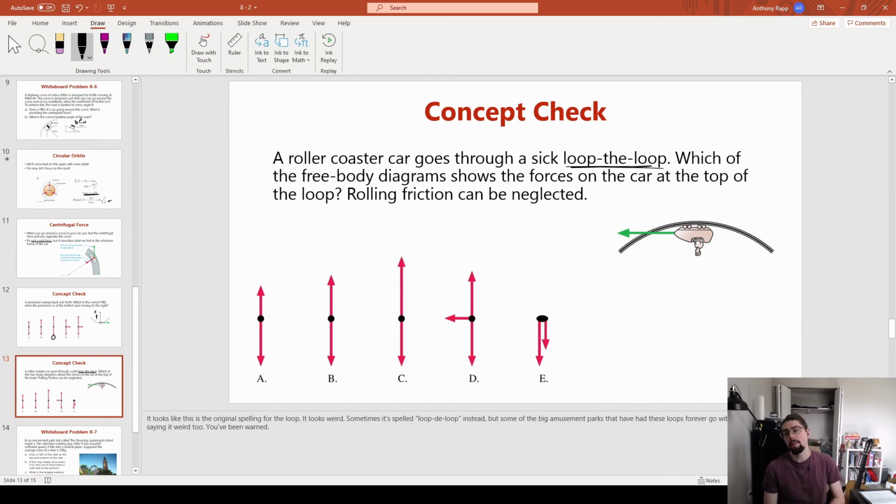Which of the free body diagrams shows the forces on the car at the top of the loop? Ignore rolling friction. Rolling friction is not a big deal for us, right? Assume it's a frictionless track. Two answers so far. We don't even necessarily have to think about this thing as it's going around in a circle. We can simply look at the scenario we've got in front of us and use that.